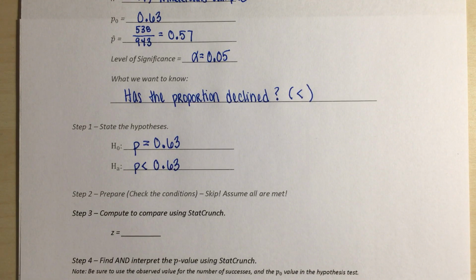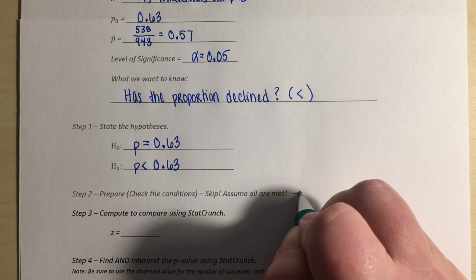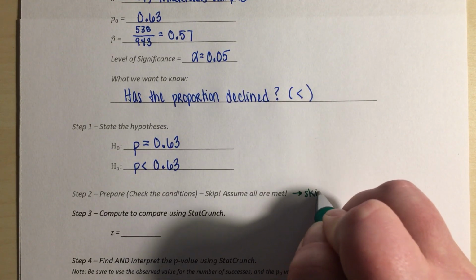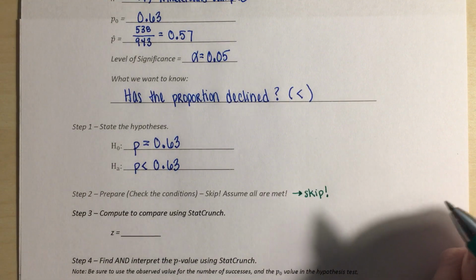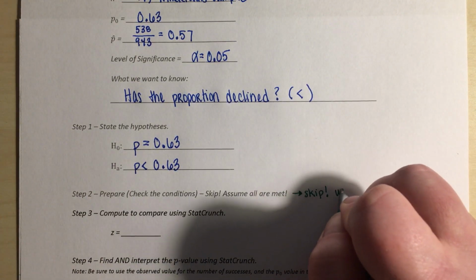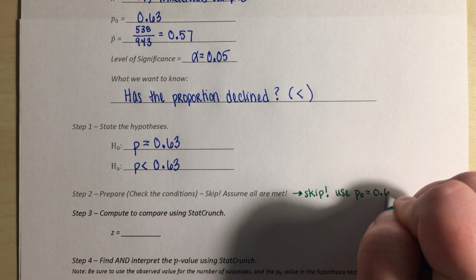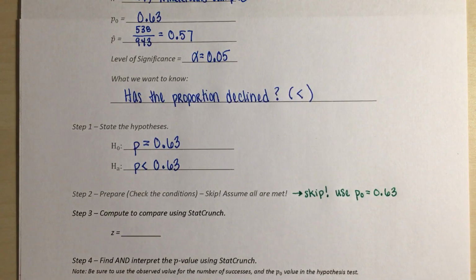Right, step 2, check our conditions. In this particular case, we're going to skip checking our conditions. However, do remember, I'm just going to make a little note here. We're going to skip these. But if we were to go through, don't forget to use your P naught value when you're checking your conditions. So use your 0.63.